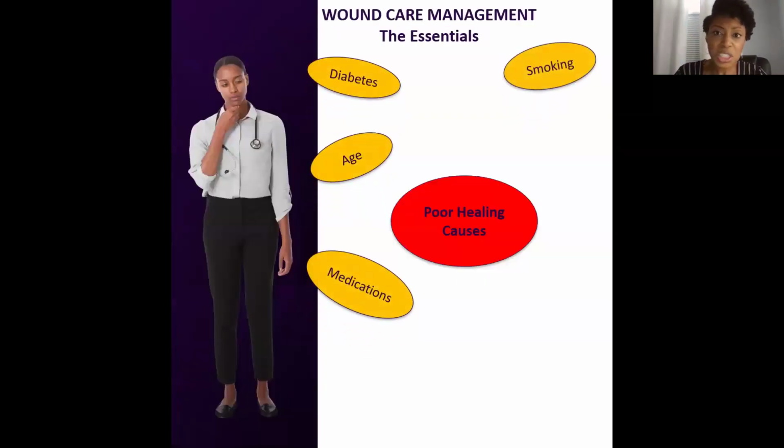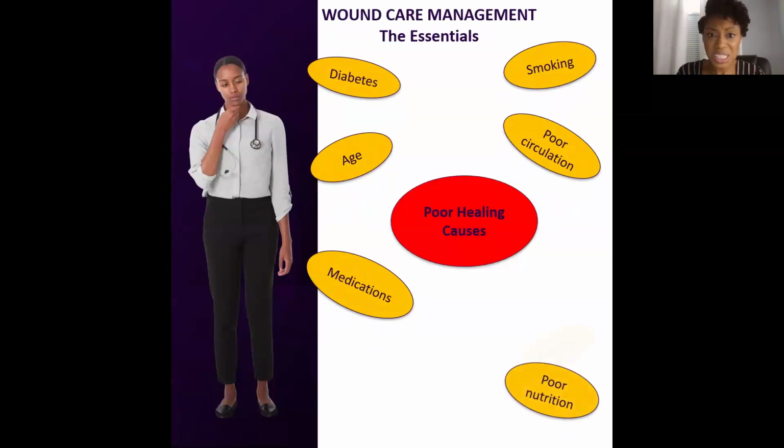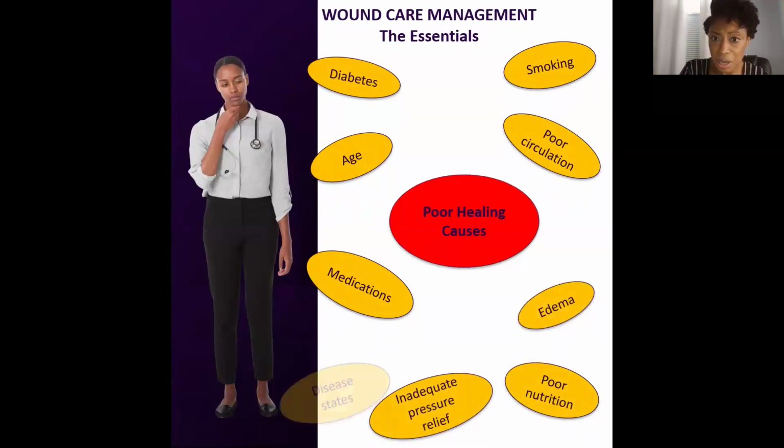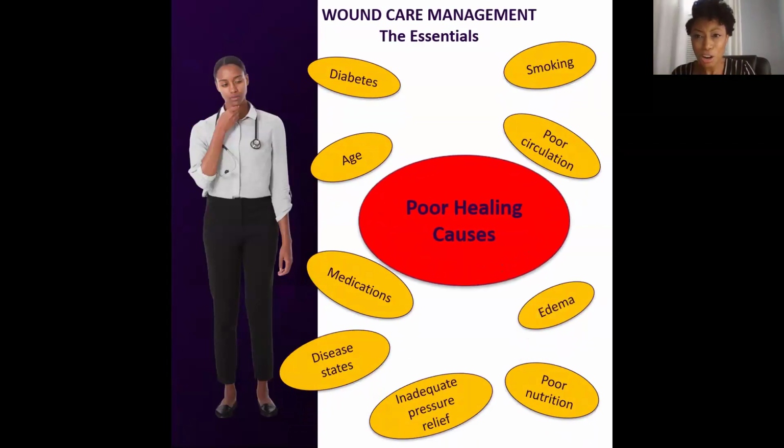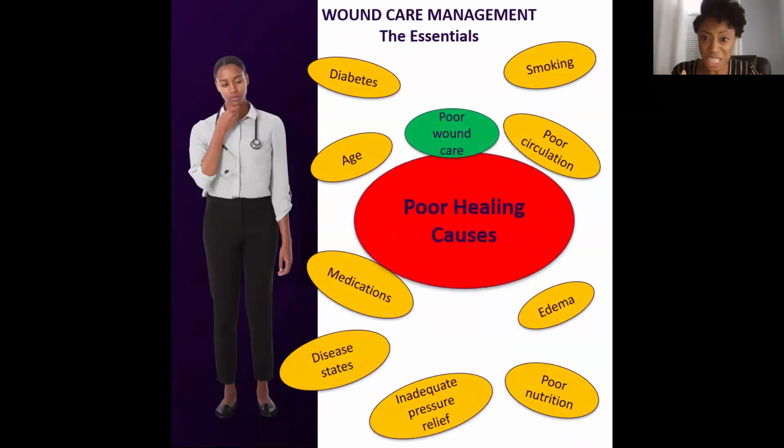And so the reasons for that are extensive. You can see here, we talked about diabetes, but there are so many factors leading to a chronic wound, such as age or poor circulation, poor nutrition, but we're going to focus on poor wound care in this presentation.